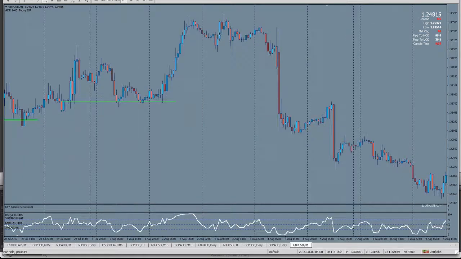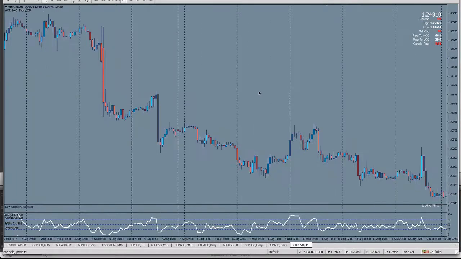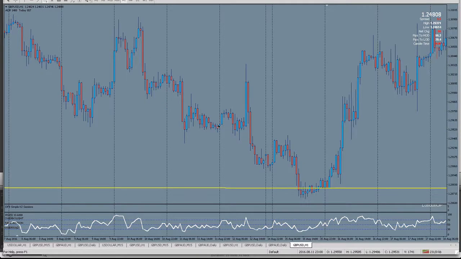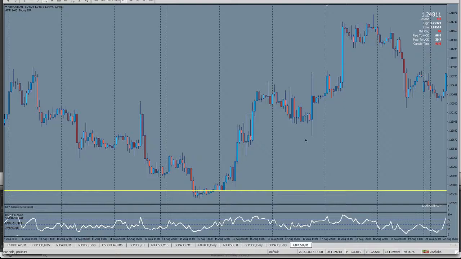Order block, okay, you wouldn't sell this, you wouldn't buy this, you would just let the market come back down, and it actually hits your line again. And then you start to buy again. So look at this order block. Whoa.